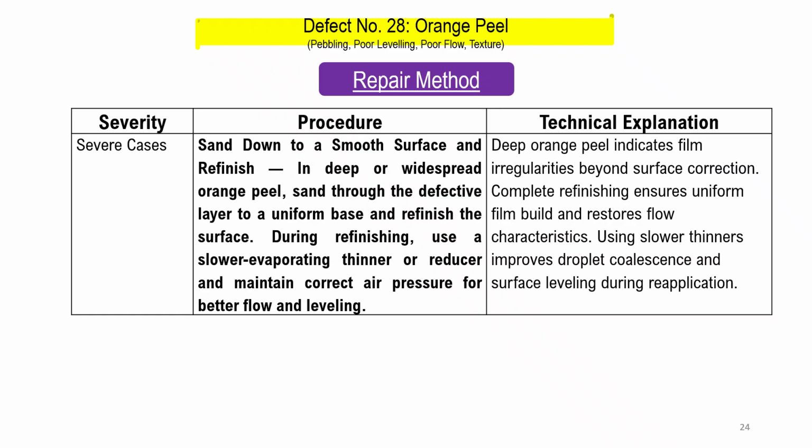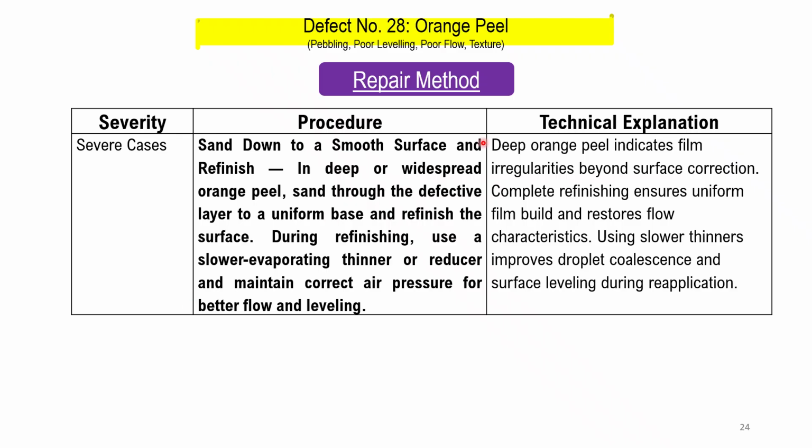Coming to the severe cases of orange peel defect, sand down to a smooth surface and refinish. In deep or widespread orange peel, sand through the defective layer to a uniform base and refinish the surface. During refinishing, use a slow evaporating thinner or reducer and maintain correct air pressure for better flow and leveling.